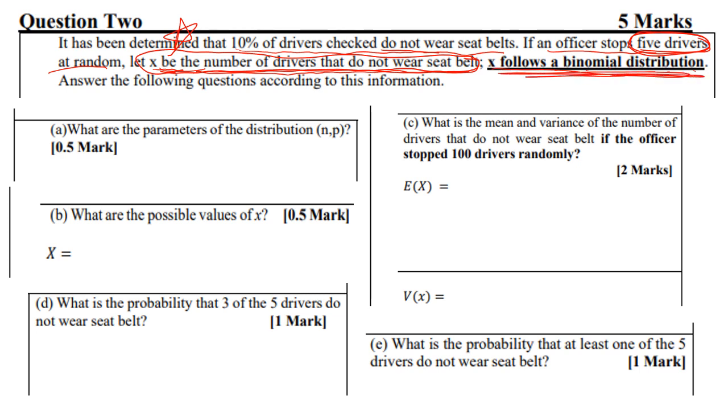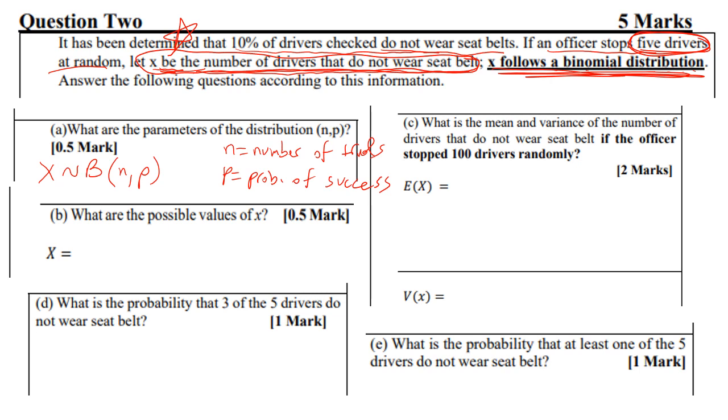So what are the parameters of the distribution? X has a binomial distribution, and we write it this way. The binomial distribution has n and p. n is the number of trials, and p is the probability of success. But here, what is success? What is a trial?